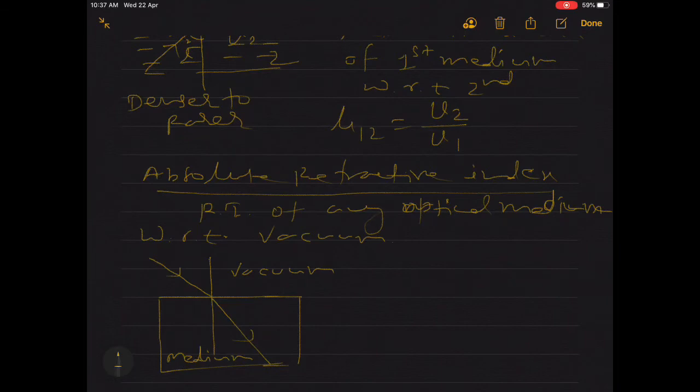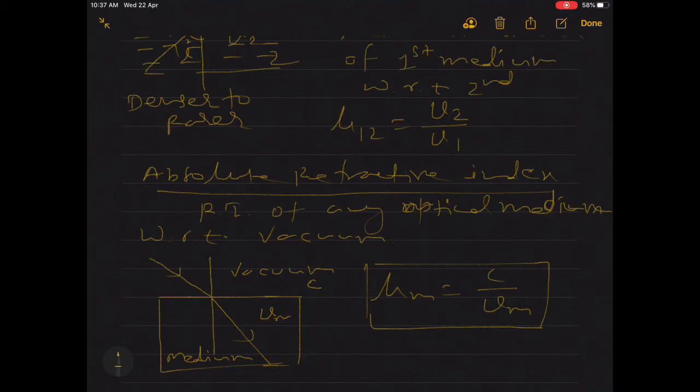In that case, the speed of light in vacuum is given by c, and here the speed of light is given by vm. Then mu m is equal to c upon vm. This is the concept of absolute refractive index. So in absolute refractive index, it is mandatory that the ray should enter from vacuum to any other optical medium.